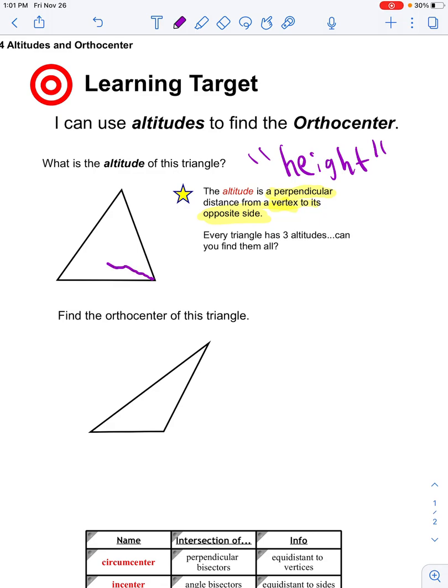So if I were to draw this one up, this would be somewhere around where my right angle would be. My right angle for this one would be about straight down. And then over here, my right angle is going to be about right there. So we could technically find the altitude from each side. And this point right here is called the orthocenter.